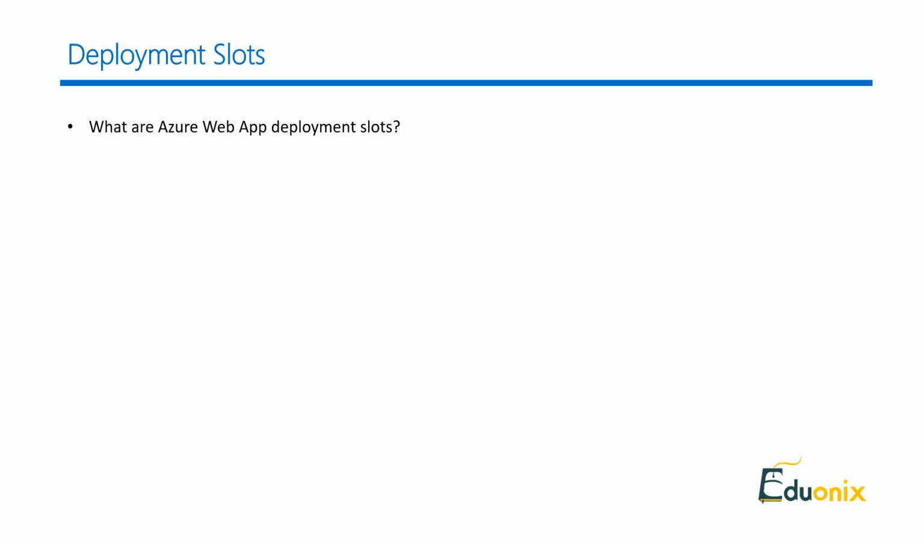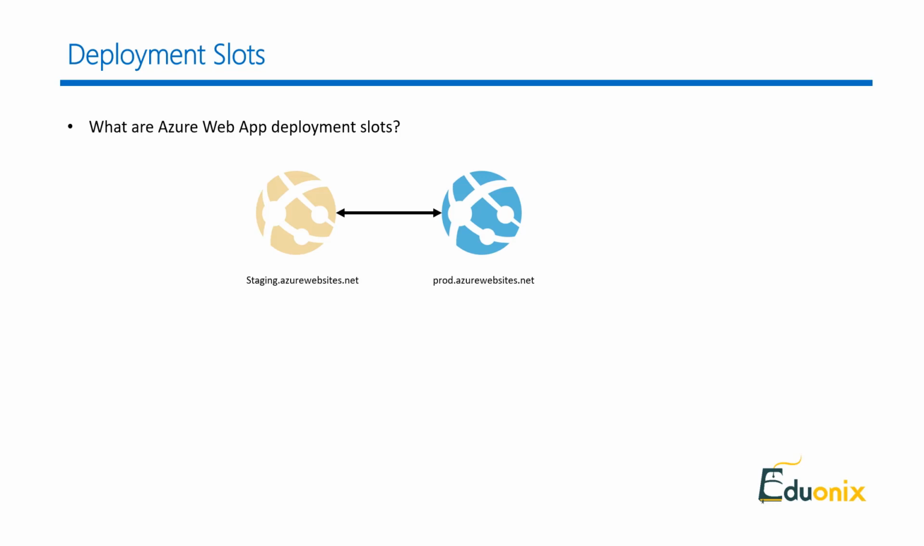Azure Web App deployment slots are nothing but your live apps that have their own host names. App content and configuration elements can be swapped between any two deployment slots, including your production slots. And deploying your application to a deployment slot has the following benefits. First, you can validate your app changes in a staging deployment slot before swapping it with the production slot.